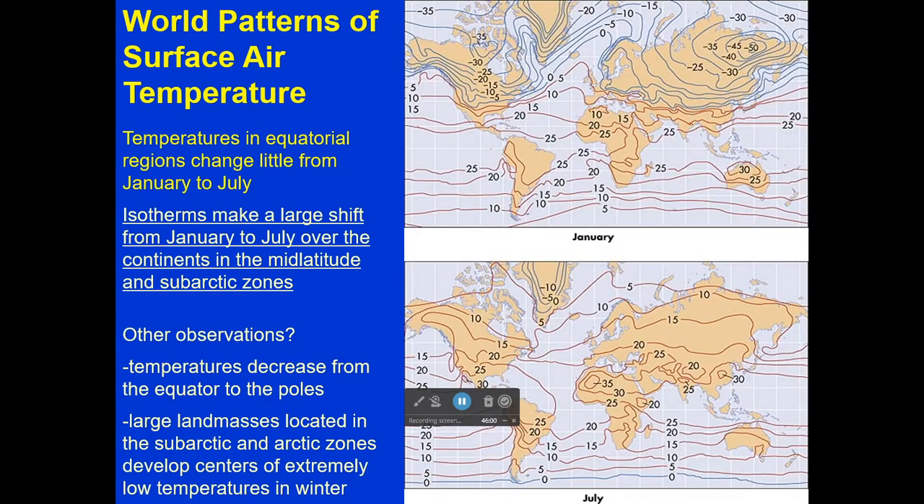This is a map of just average isotherms over the surface of the Earth for January versus July. You'll notice that there are some places it gets extremely cold, right? Negative 35 degrees in January, negative 50 degrees in parts of Siberia, extremely cold. Notice it never gets that cold in the southern hemisphere's July.